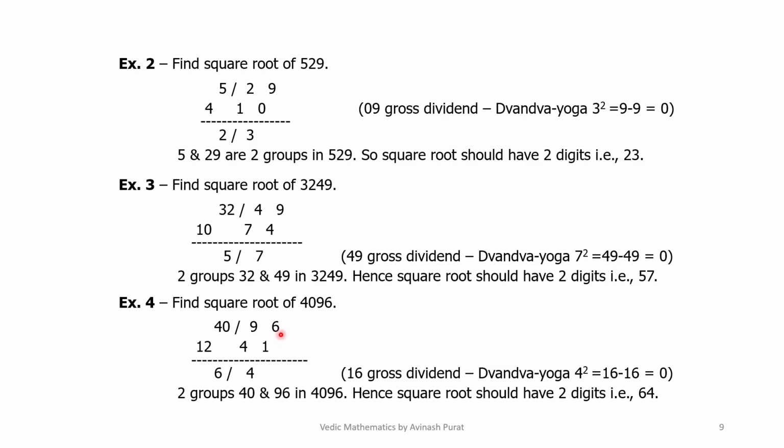Now 16 is the next dividend. 16 minus the Dvandva yoga of 4 square, that is 16. So 16 minus 16 is 0. There are two groups, 40 and 96, in 4096, and the square root should have two digits, that is 64.